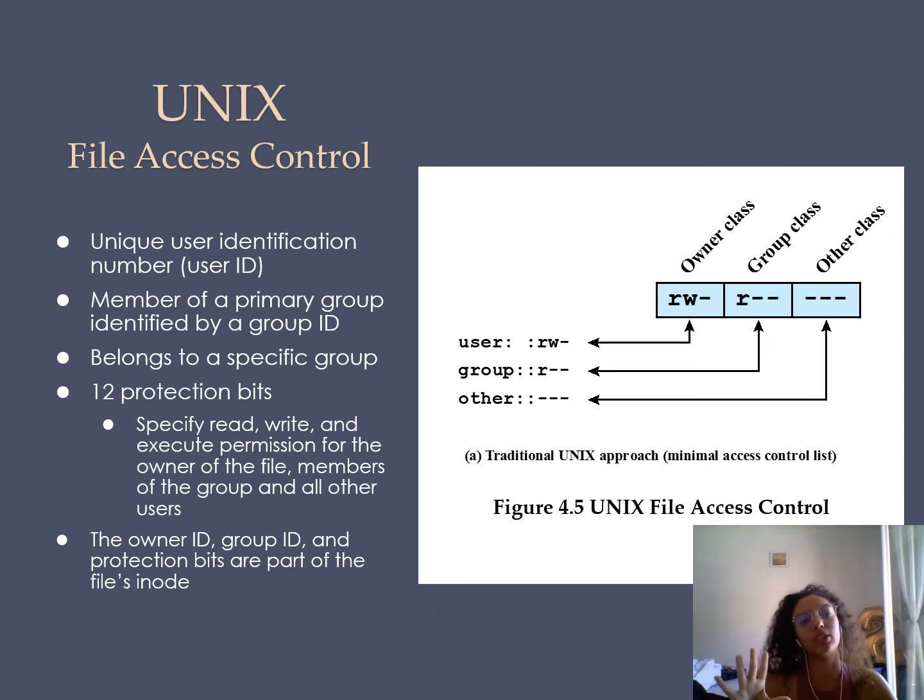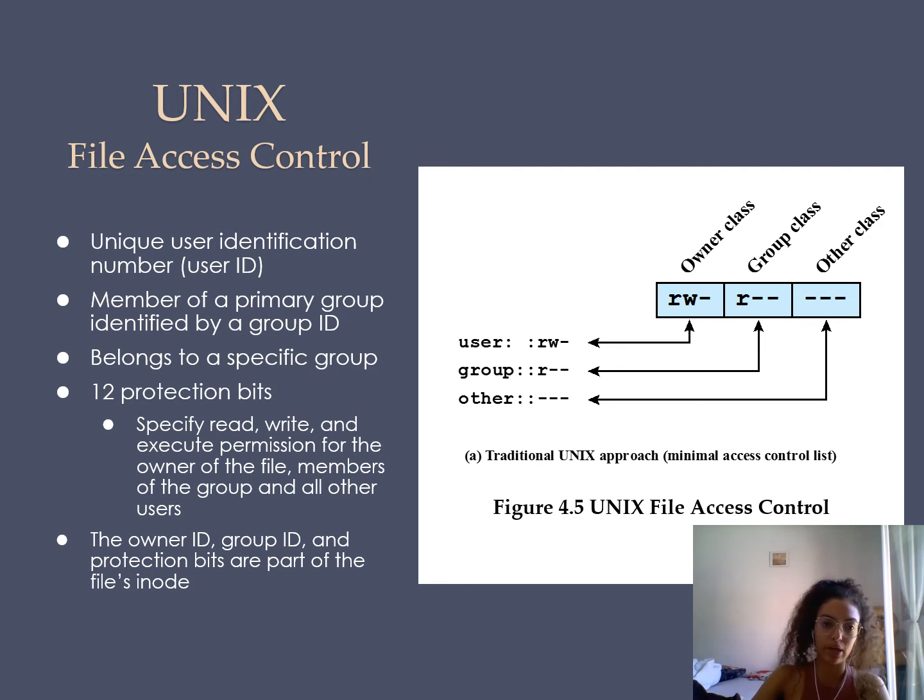Most Unix systems depend on, or at least are based on, the file access control scheme that was introduced with the early versions of Unix. Each Unix user is assigned a unique user identification, or user ID, and initially, a user is also a member of a primary group. Possibly, it can be a member of other groups. Each identified group has an ID.